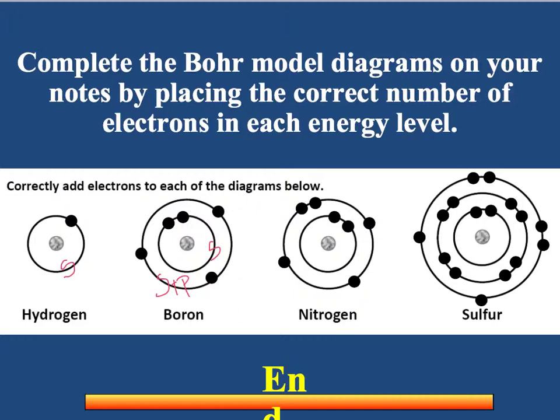Next is nitrogen. Nitrogen has 7. So we would need S and P. Don't forget, S and P can hold up to 8.